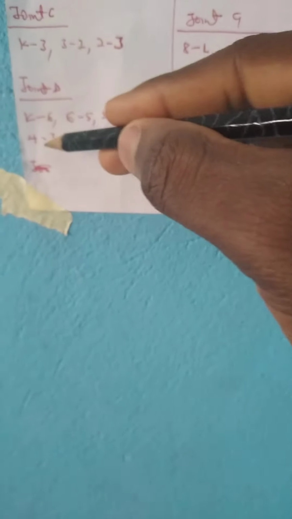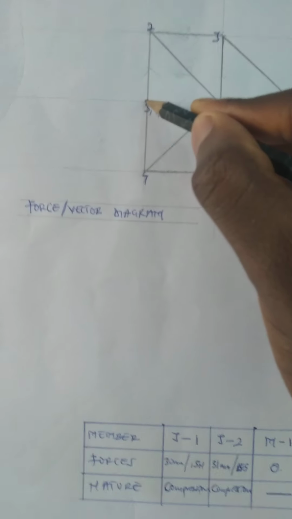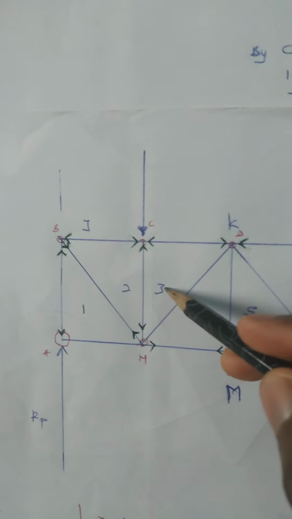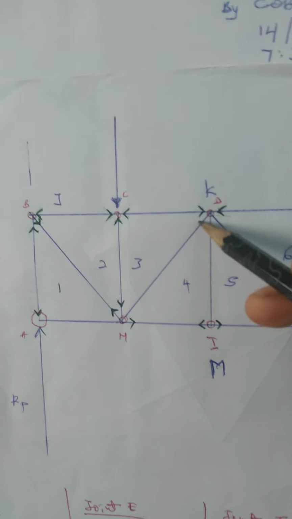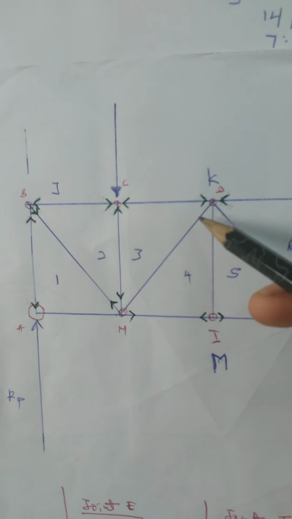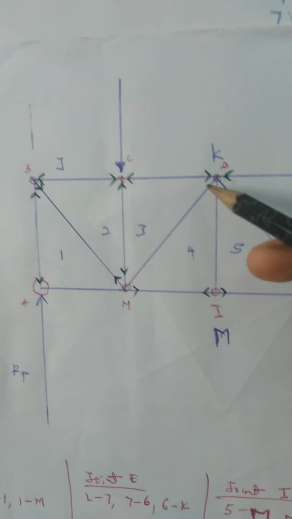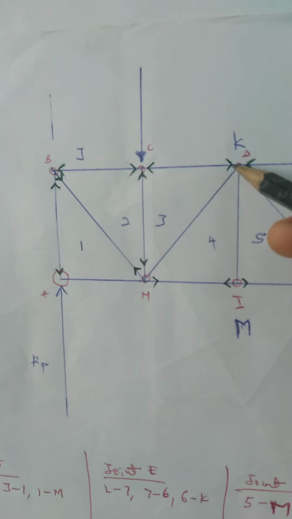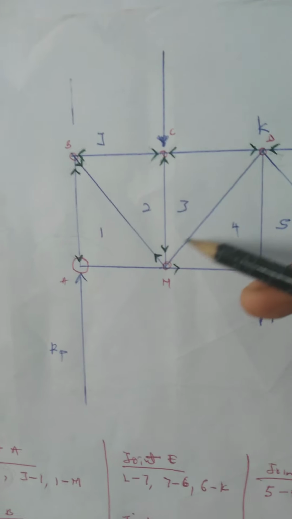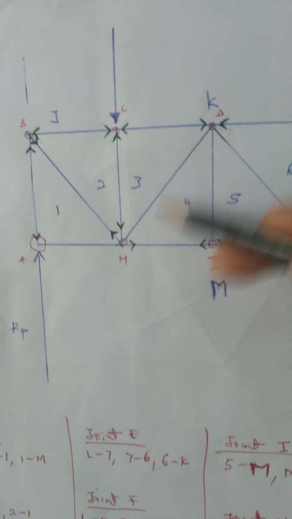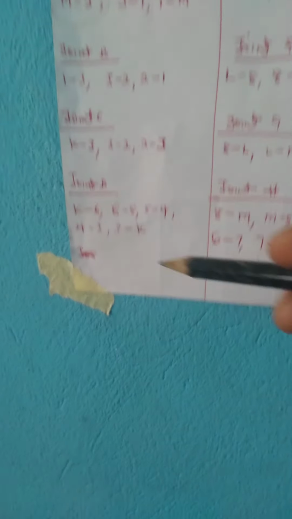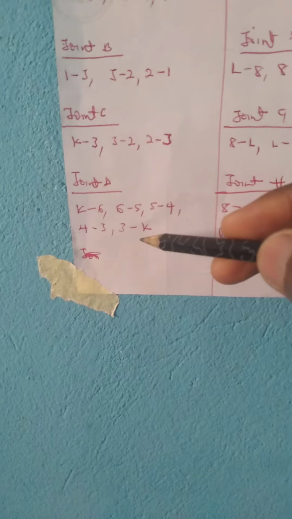The next member is 4 and 3. 4 and 3 are still on the same point. Once again, when you come back to 4 and 3, this is the member at joint D. Is it going down or up? It's 0. There will be no direction because the member itself has a force of 0, which is a zero force member.